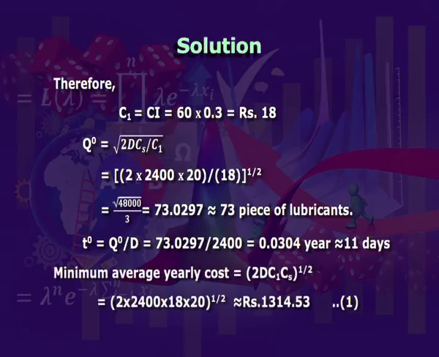Minimum average yearly cost equal to under root 2 into D into C1 into CS. Substituting the values of D, C1 and CS, we get under root 2 into 2400 into 18 into 20. So, we get the answer ₹1314.53. We denote it by result number 1.